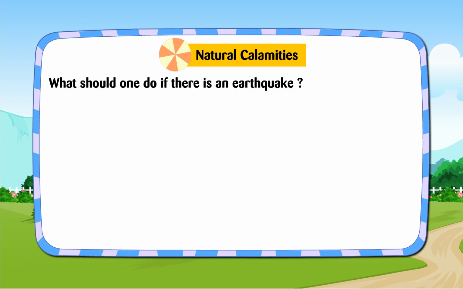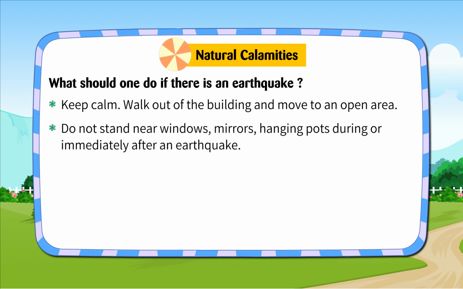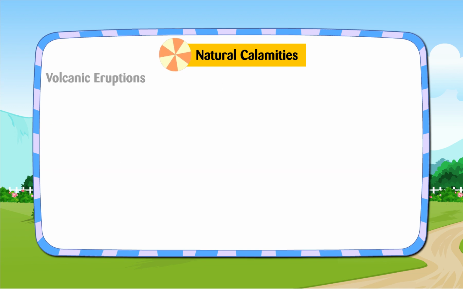What should one do if there is an earthquake? Keep calm. Walk out of the building and move to an open area. Do not stand near windows, mirrors, hanging pots during or immediately after an earthquake. Stay away from electric poles and trees.